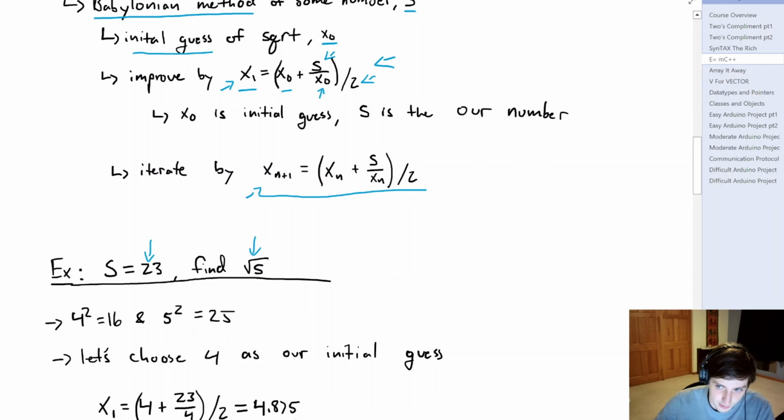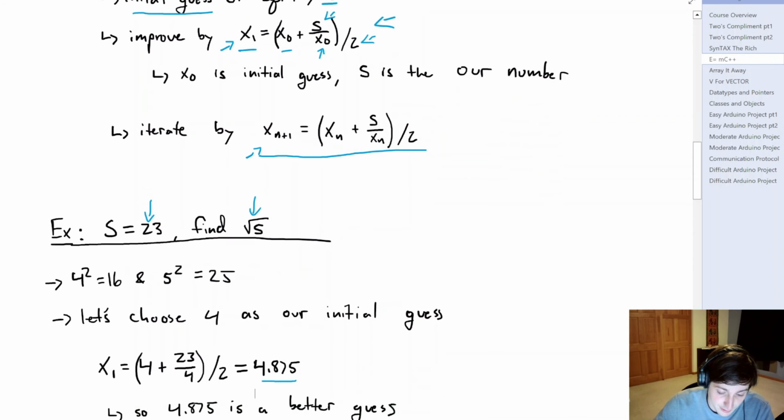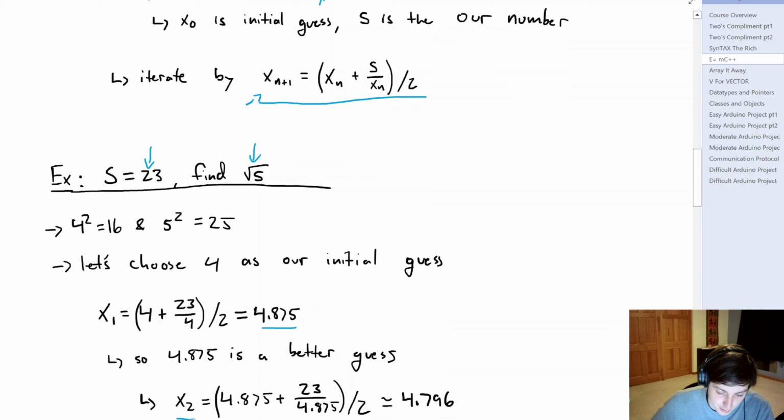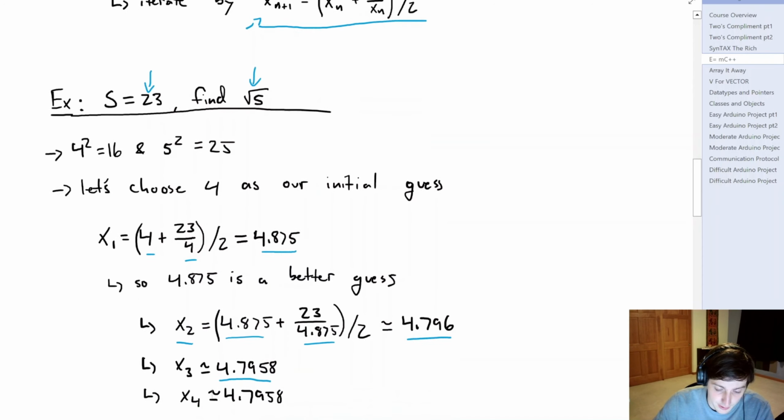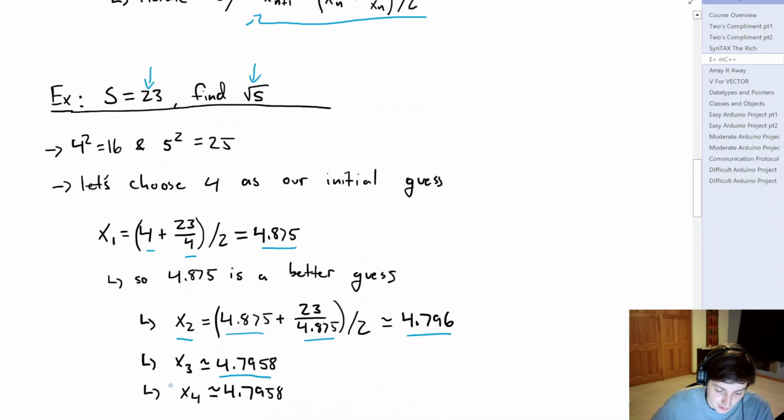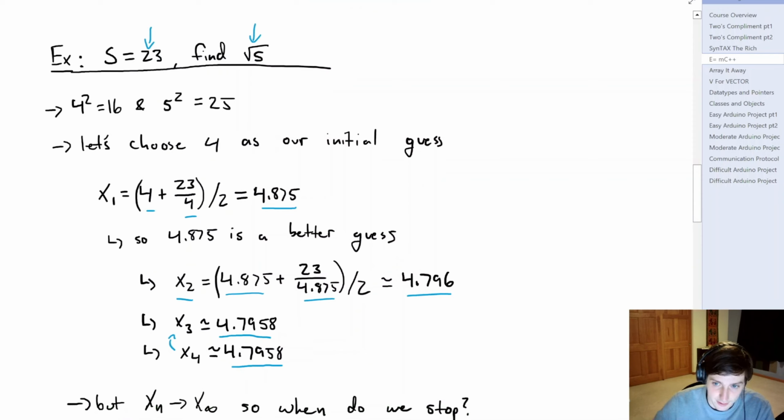Now what we can do is just automatically iterate that for this example. So we're going to plug that 4.875, and that's going to allow us to find x2. So now we just use that 4.875 instead of 4. So x2 gives us approximately 4.796. We can iterate that once more, and x3 will give us approximately 4.7958. And then if we try to find x4, now using x3, we get that that is also approximately equal to 4.7958.